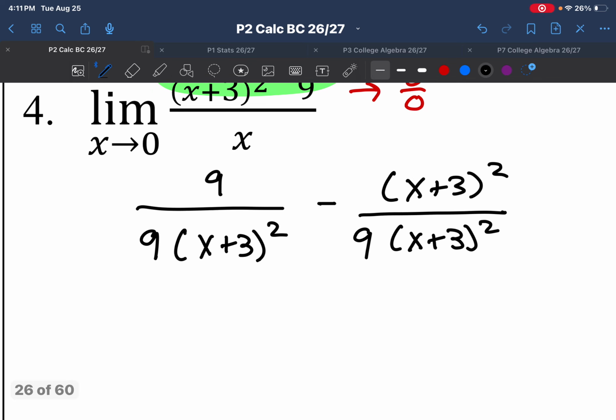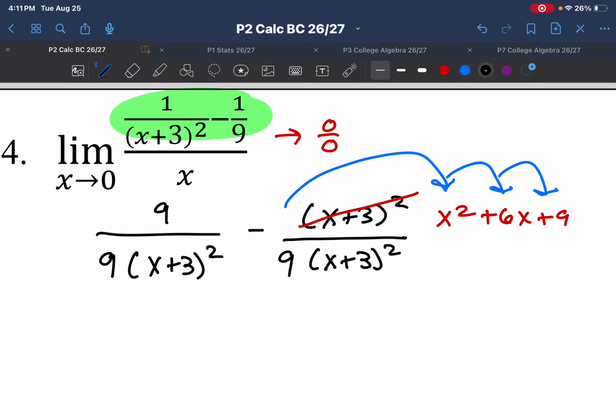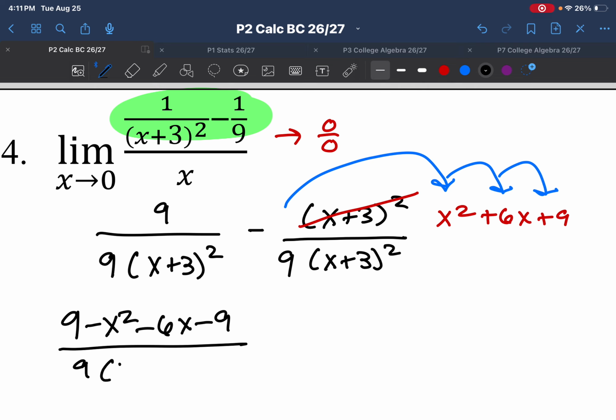Okay. Simplifying this, I need to first simplify x plus 3 squared. Well, that is x squared plus 6x plus 9. And since I'm subtracting, this subtraction sign is going to go to every single term here. So I have 9 minus x squared minus 6x minus 9 over 9 times x plus 3 squared. Okay, the 9's cancel out.